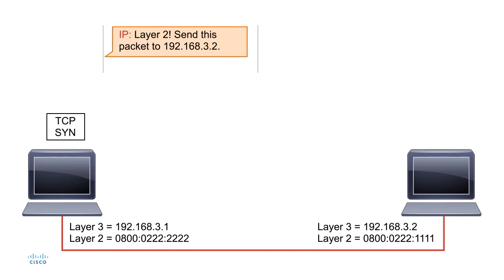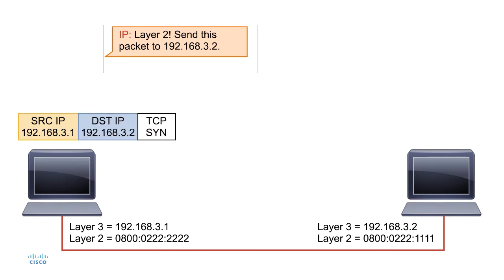So IP says, I need to pass this down to layer 2. Well, as it's passing that down to layer 2, it's got to add some header information. So we're trying to keep track of this. So it puts its source IP address in the header. It puts the destination IP address in the header. And it also includes the TCP header that was passed down from the layer above, which has that little flag toggled in it that says that this is a SYN.